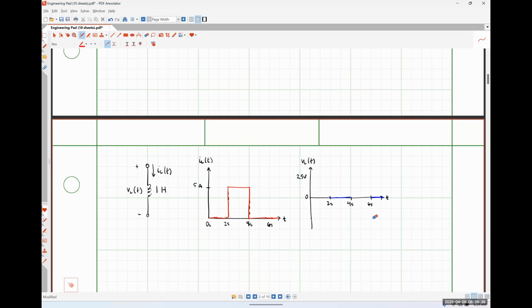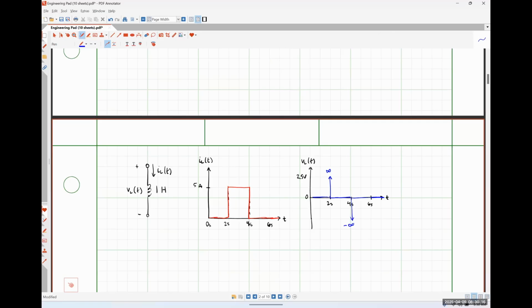Okay. So essentially, if I were able to cause my current to change through my inductor abruptly, what I would see is what are called impulses. So I would have at t equal to 2 seconds a positive impulse, where essentially for an infinitesimal amount of time, the voltage drop across my inductor is infinity. And then at t equal to 4 seconds, I would have a negative impulse.